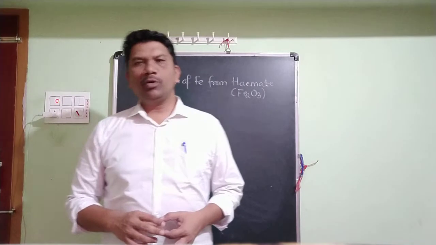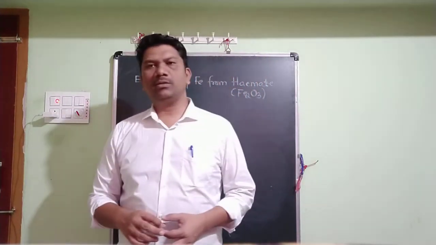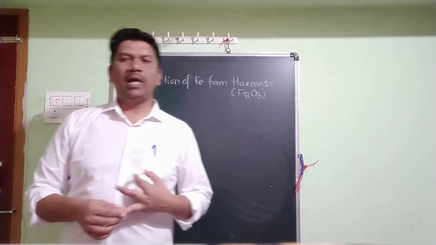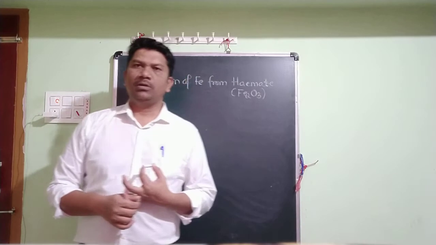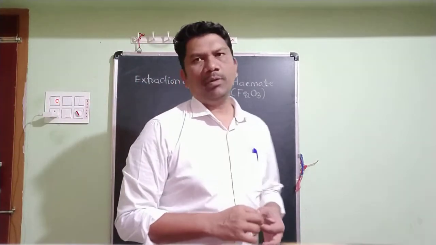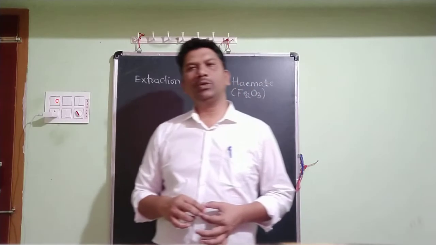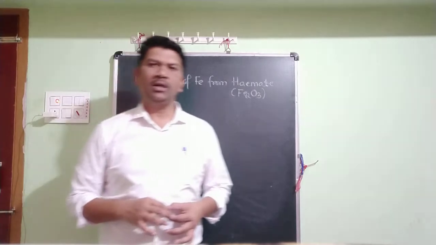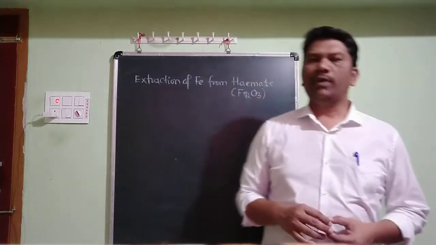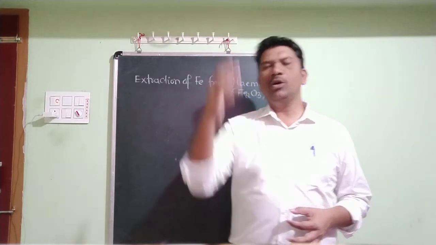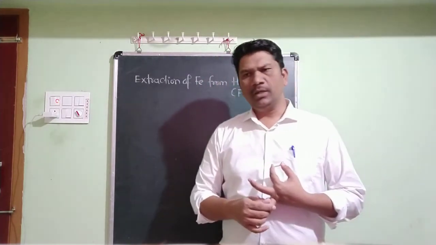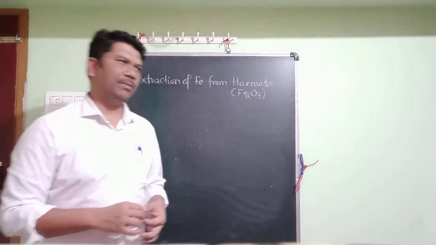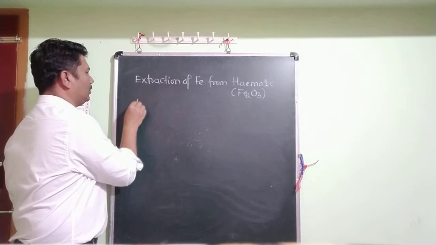So before going to start, let me revise. If you want to extract any element from their ores, we have four steps. Step number 1, concentration of ore. Step number 2, conversion of ores into oxides. Step number 3, reduction of oxides into crude metal. And step number 4 is refining or purification. So that same 4 steps we have to follow here. As usual, first step is concentration of ore. So in the extraction of iron from hematite, the first step is concentration of ore.